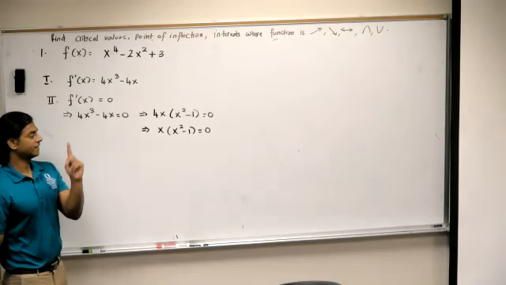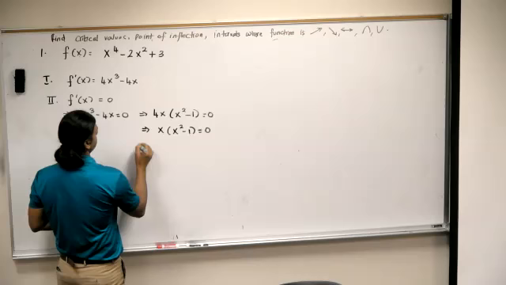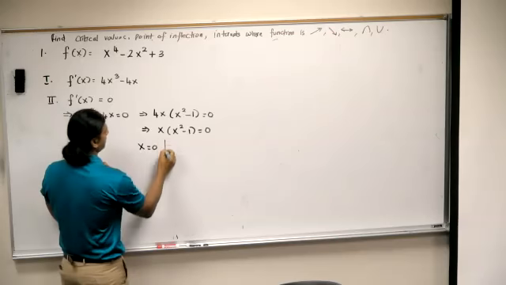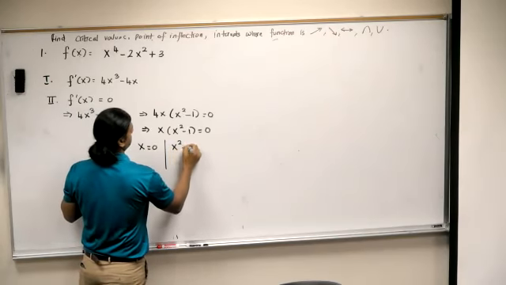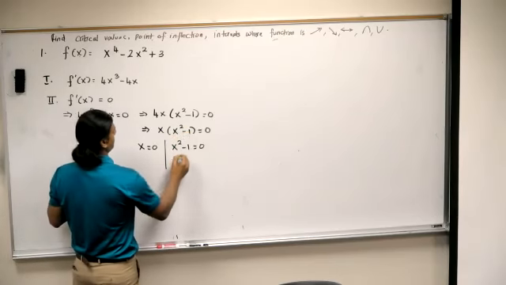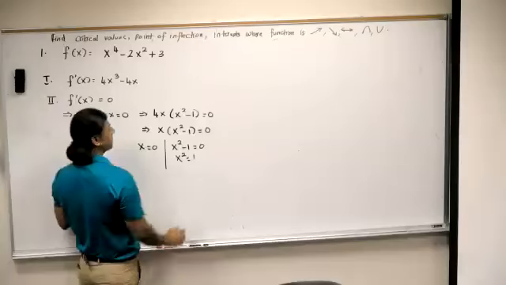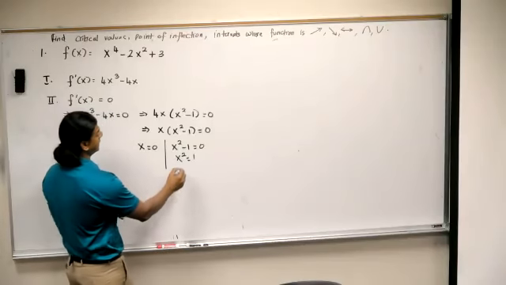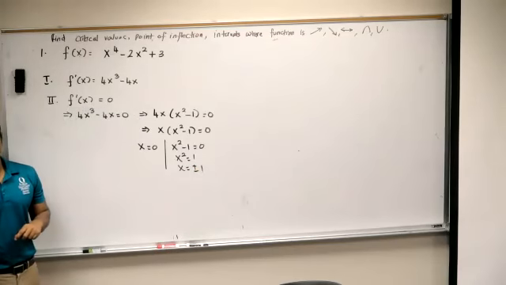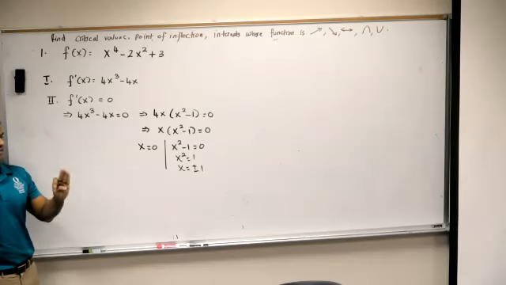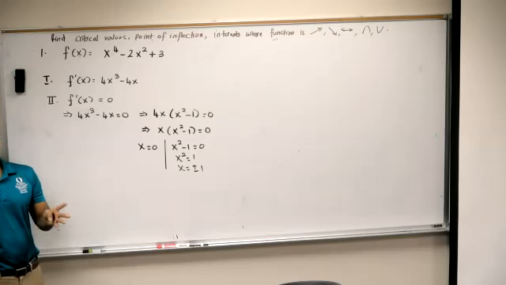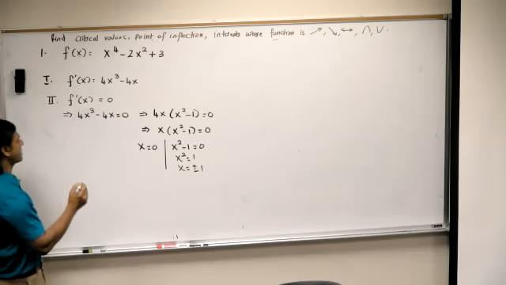Two factors, set each of them equal to 0. So first factor equal to 0. Second factor equal to 0. If x squared is 1, x is plus or minus 1. Right? So there are 3 critical values, but we want to make sure if they all correspond to a change in direction.